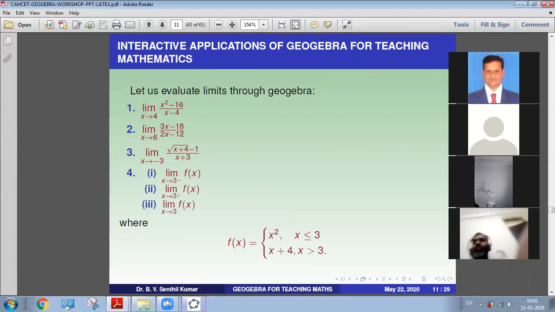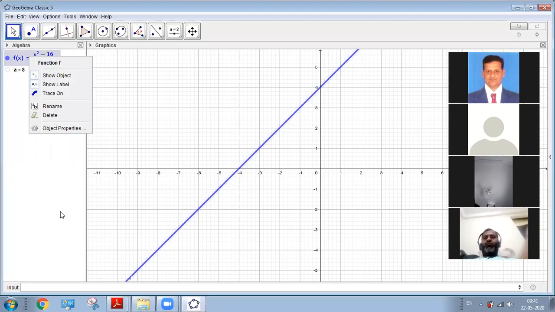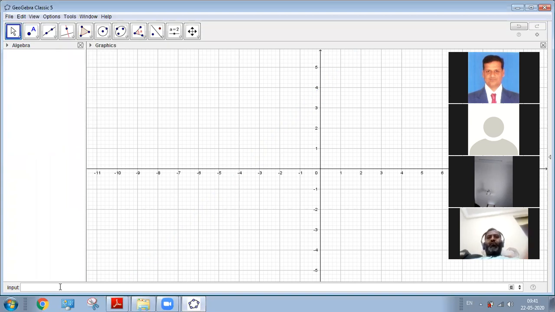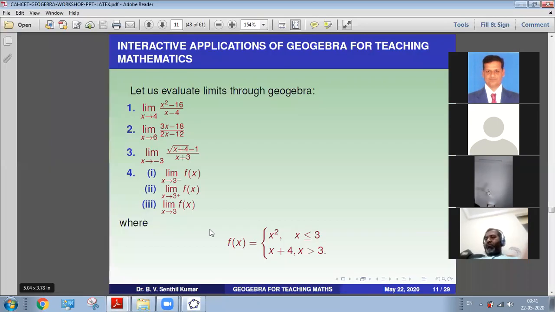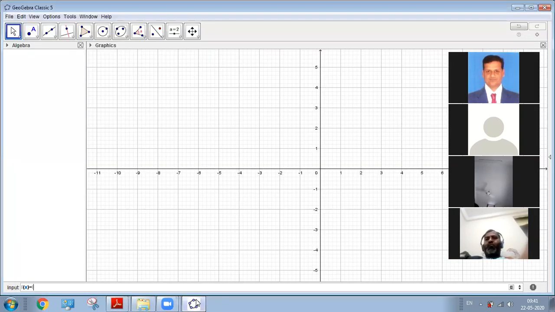For that I'm going to use a different command, where f of x is x squared for x less than or equal to 3, and x plus 4 otherwise. So first remove this function. I'm going to define f of x. For this type of function, first type limit f of x equal to if x less than or equal to 3, x square comma x plus 4.